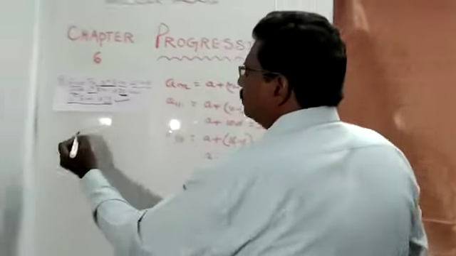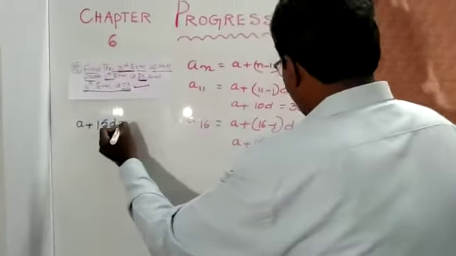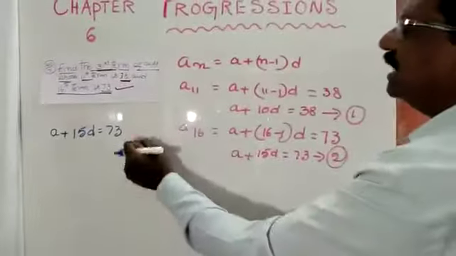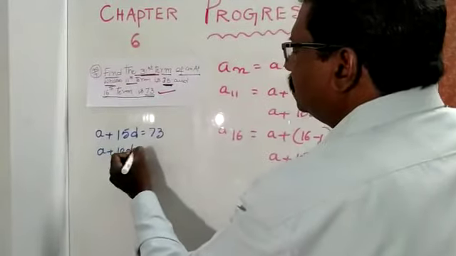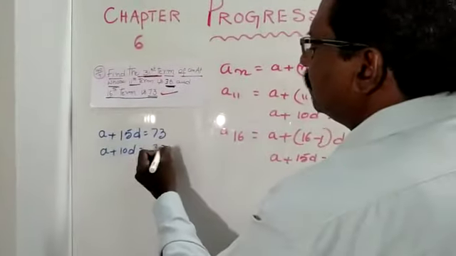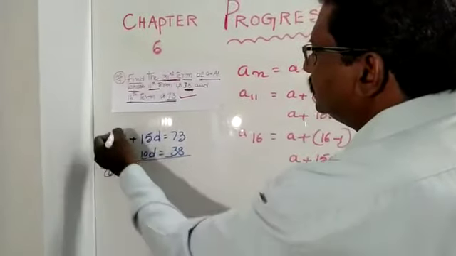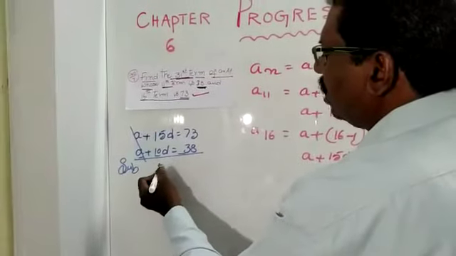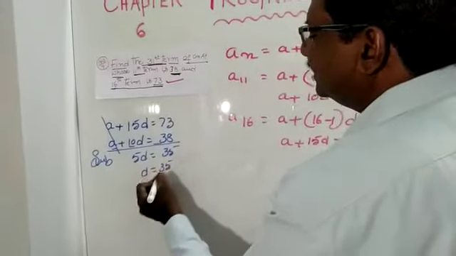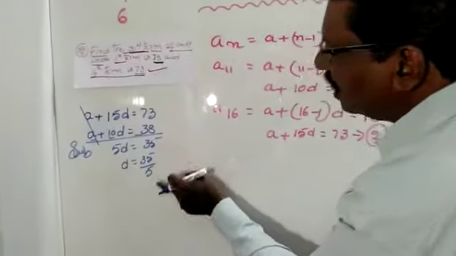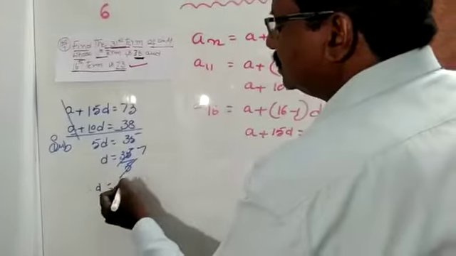I am writing the second equation first: a plus 15d equal to 73. I am writing this first because this is the highest value and this is the lowest value. a plus 10d equal to 38. We have to subtract it, so the signs change to minus. a cancels. 15d minus 10d means 5d, equal to 35. d is equal to 35 by 5. 5 will be cancelled 7 times, 7 fives are 35. Therefore, d equal to 7.